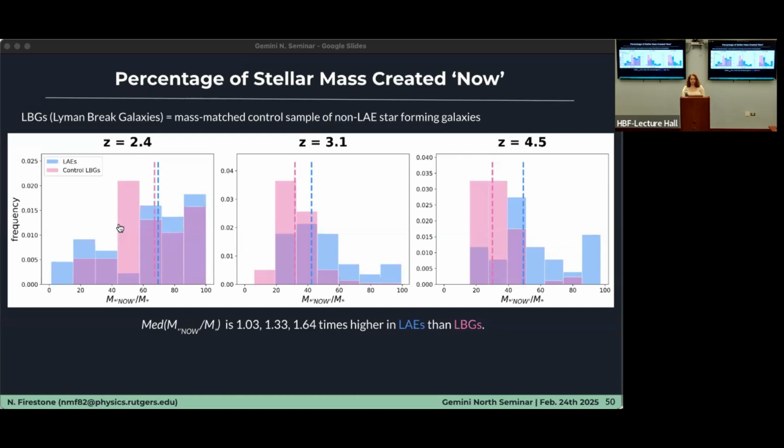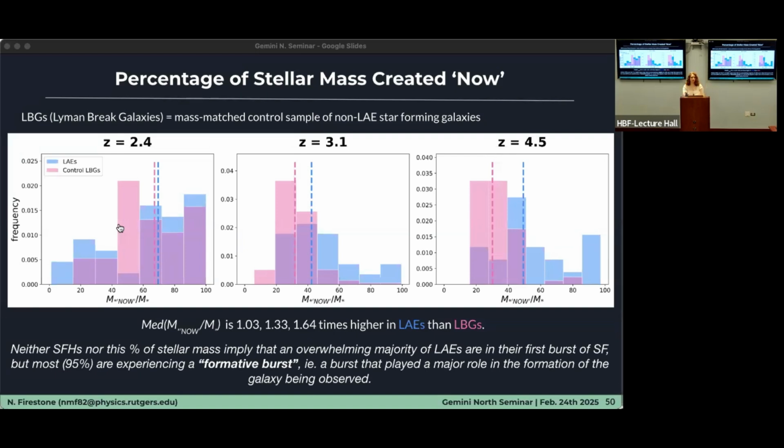And what we see is that the median percentage of stellar mass created in the last 200 million years is consistently higher in LAEs than in LBGs. And this is a statistically significant difference at redshifts 3.1 and 4.5. And a KS test reveals that these samples of galaxies come from different underlying populations.